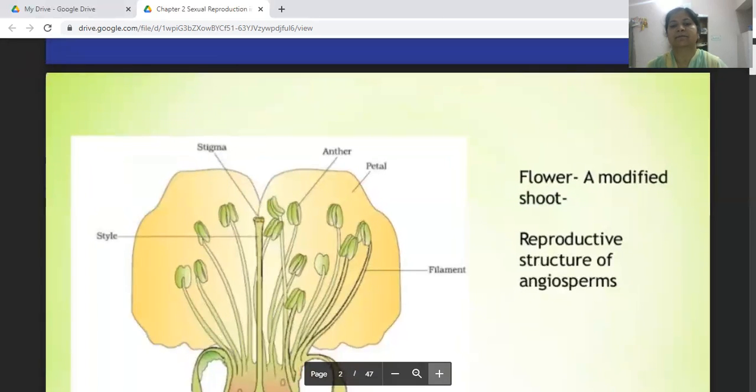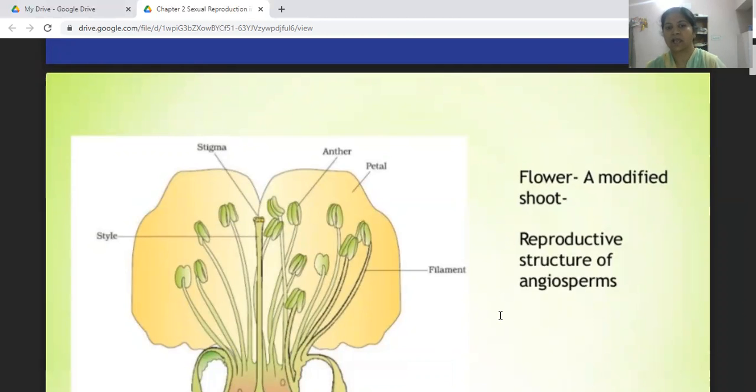The chapter starts with a diagram of a flower. In the present slide, you are able to see a well-labeled diagram of a flower. A flower is a modified shoot. That means the stem has a floral meristem which modifies and creates all the floral whorls. Parts of the flower are arranged in circles called whorls.